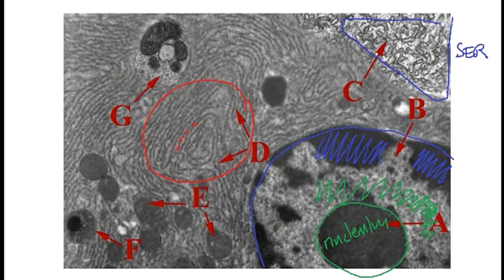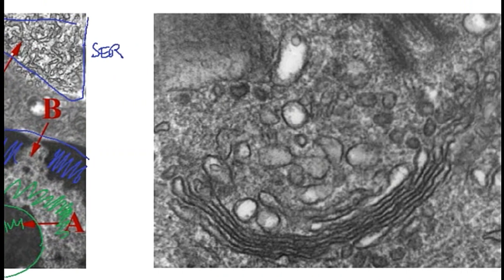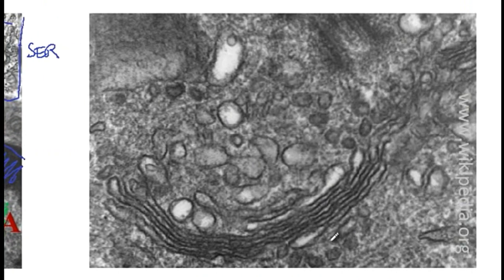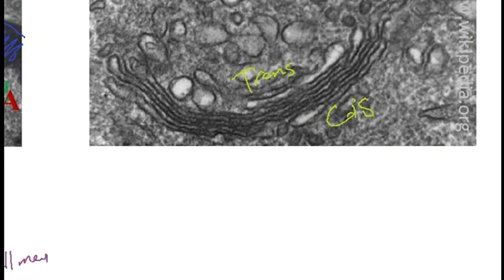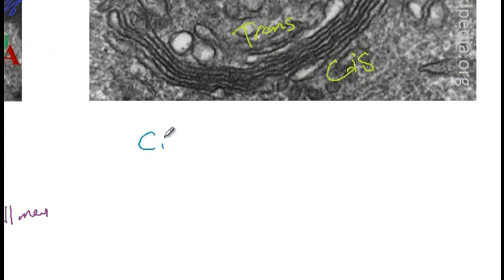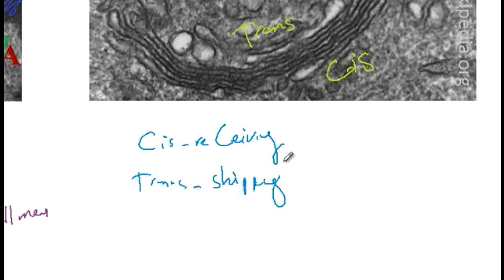The next structure is the Golgi apparatus. So here we have the Golgi apparatus, and it has two sides, the cis side and the trans side. So the way I memorize it is that cis is the receiving part, while trans is the shipping part. So organelles will be shipped out of the trans section to different parts of the cells.